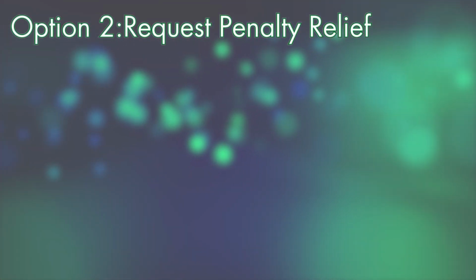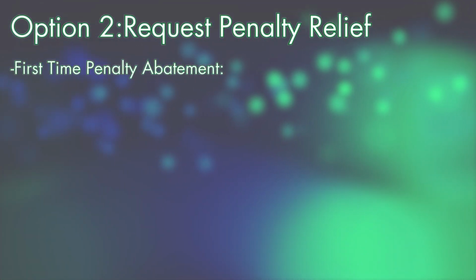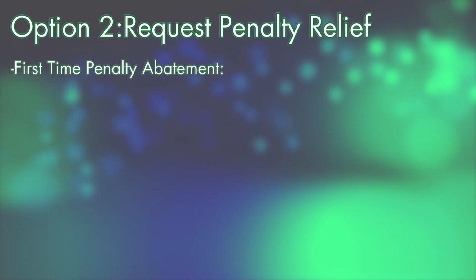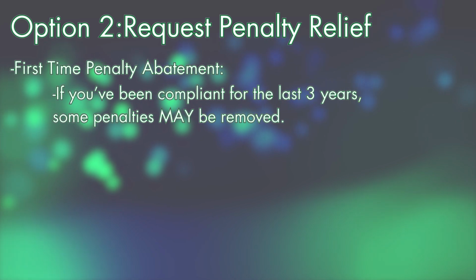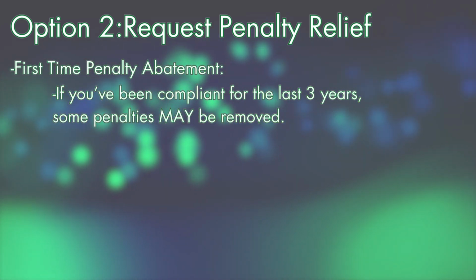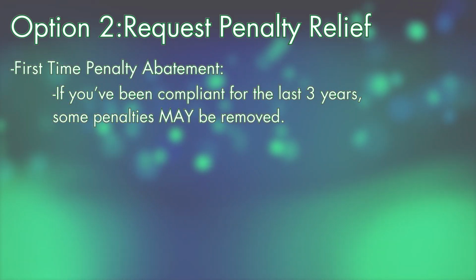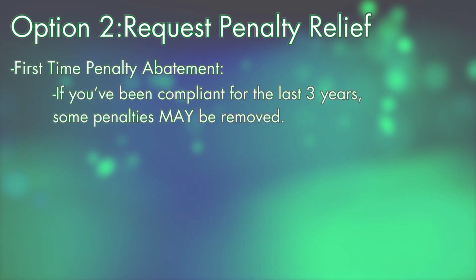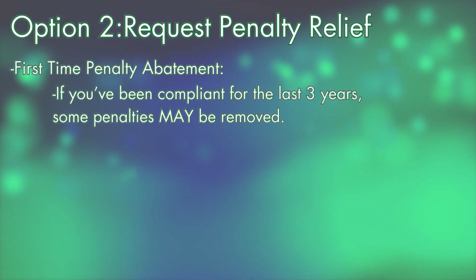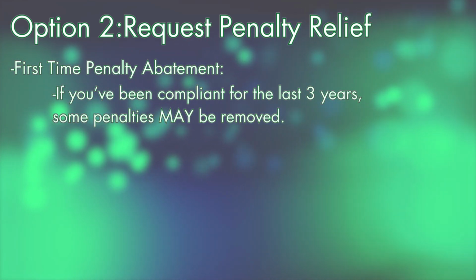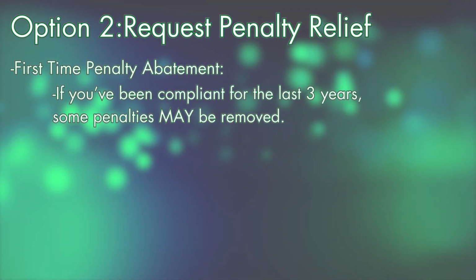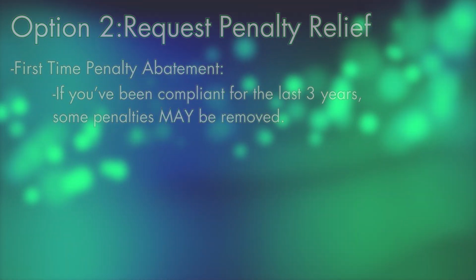Now there's a few different ways you can go about this. The first one is first-time penalty abatement. What this means is that if you have been tax compliant for the last 3 years, then this can demonstrate to the IRS that in general you are an honest, straight shooting taxpayer, and they may be convinced to be somewhat lenient towards you in this instance. Okay? And some penalties may be removed. Probably not all of them, but perhaps some of them if you can convince them.